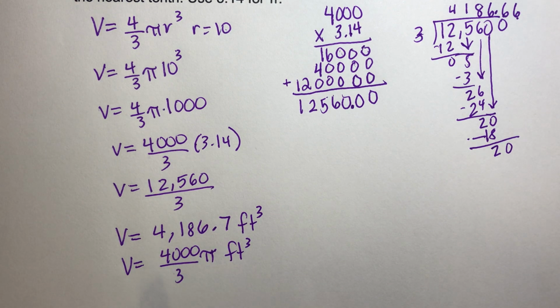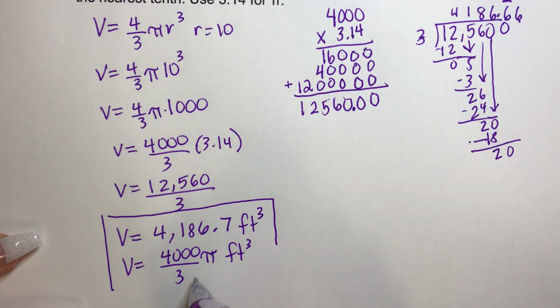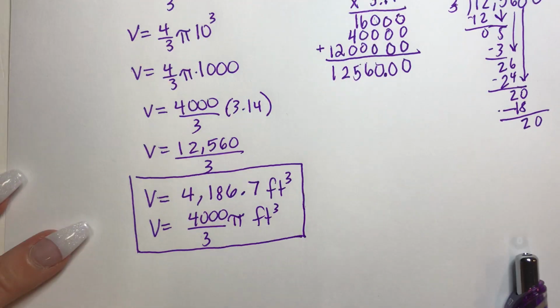Now, if 4,000 happened to be divisible by 3, then we would simplify that, but it's not. If we go 4 plus 0 plus 0 plus 0, you get 4. 4 is not divisible by 3, so that means 4,000 is not divisible by 3. So these are our answers in terms of pi and rounded to the nearest tenth. So if you got that one right, great job, and I'll see you in a little bit for the next example.